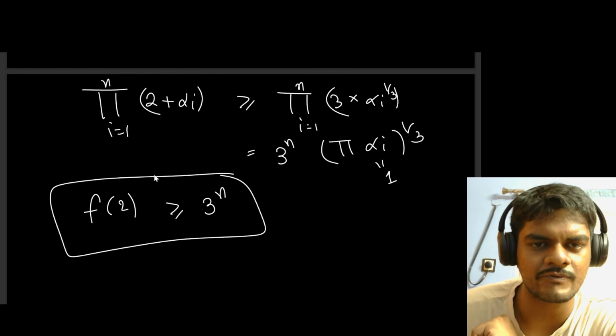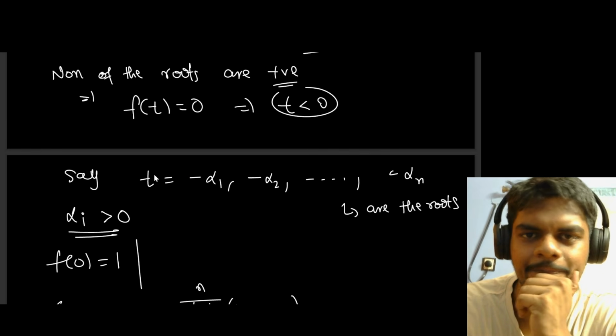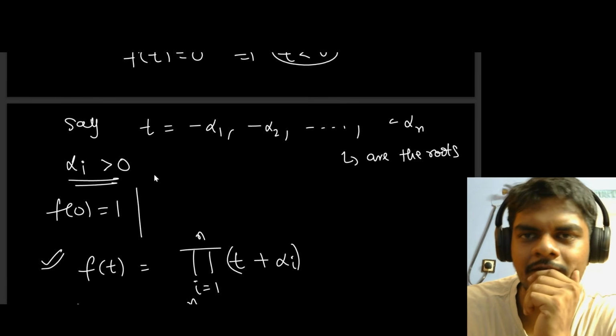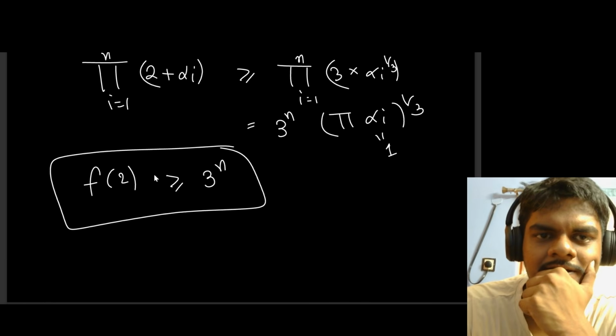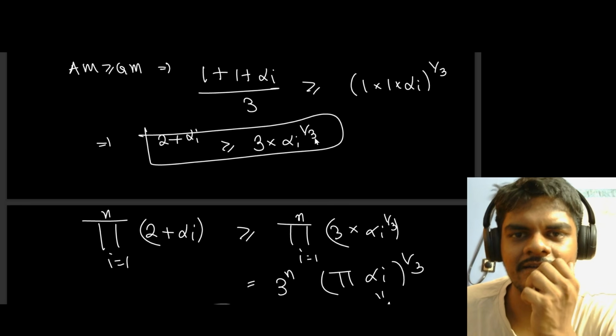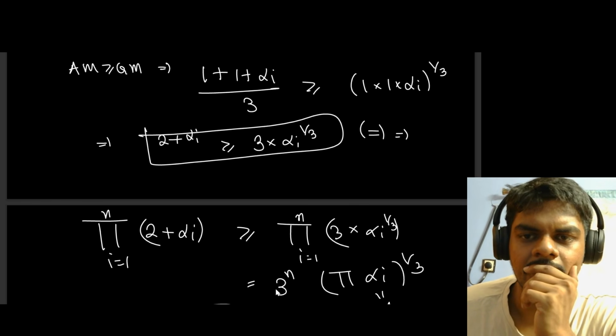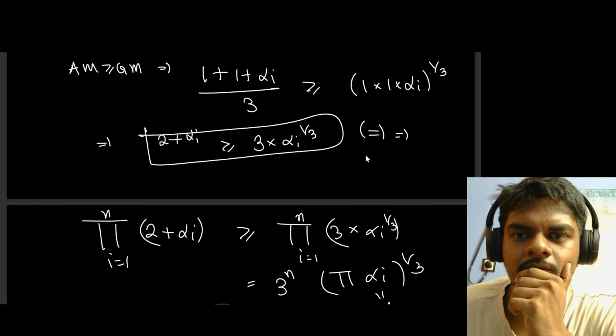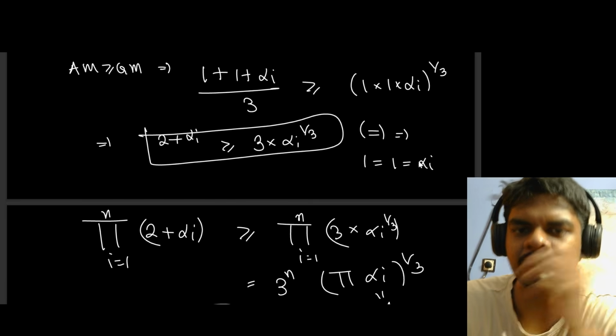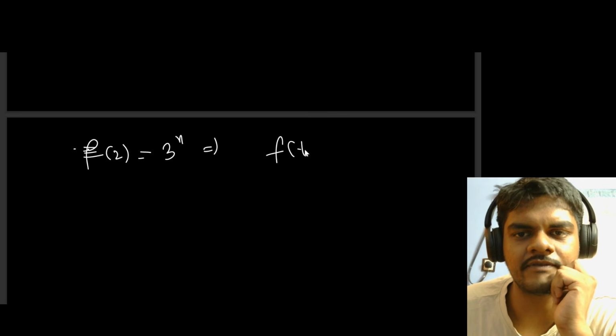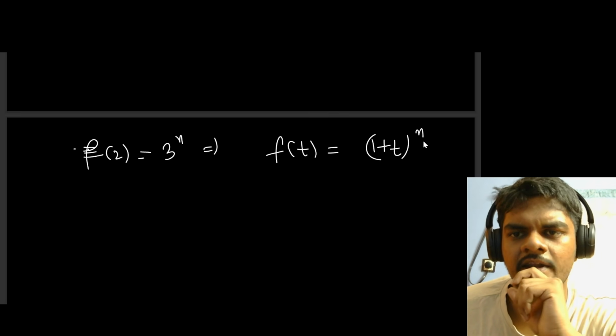This is such a beautiful question. Such a beautiful question. Lovely. Loved it. Now when is the equality possible, by the way? This is basically AM-GM, right? So equality implies 1 equal to 1 equal to alpha I. That means all the roots are equal to 1, right? So equality, f of 2 equal to 3 power n, implies f of t was basically 1 plus t whole power n, right?